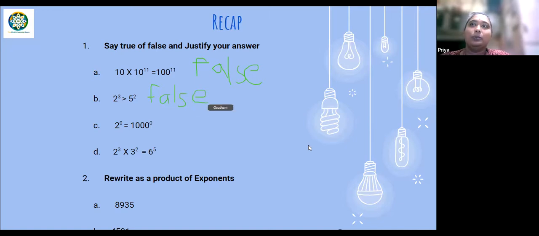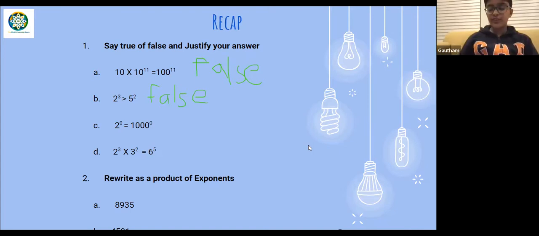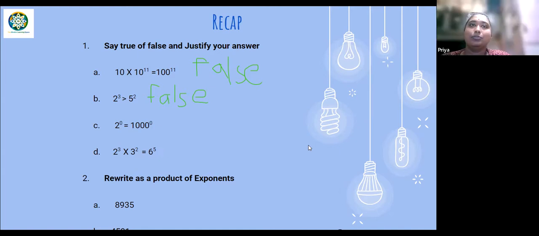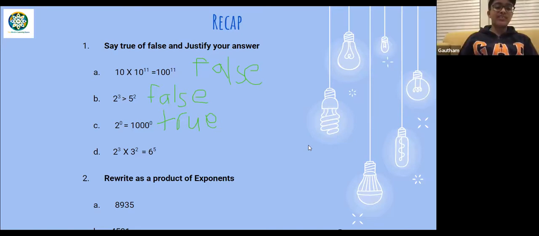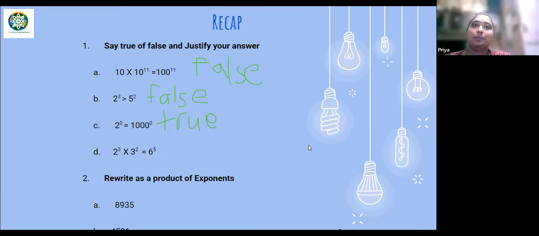What is 2 cubed? 3 cubed 8, 5 squared 25. Okay, the next one. Why is it true? Because all numbers that have exponent 0 is equal to 1. Good job. The next one.